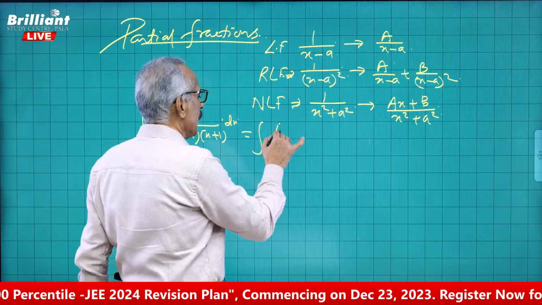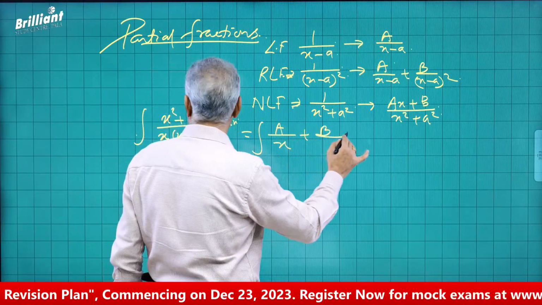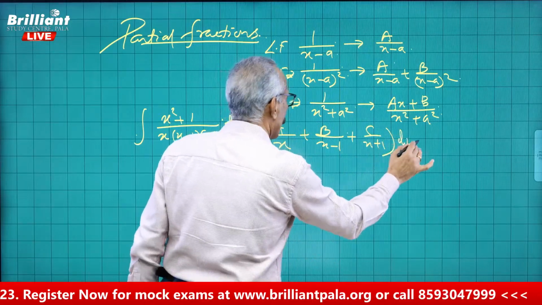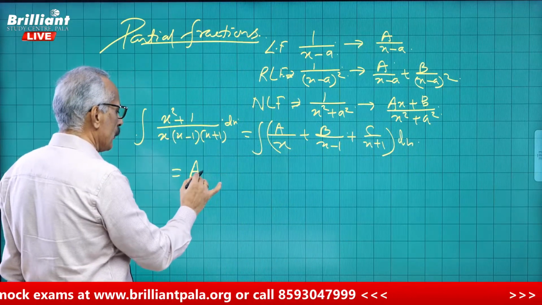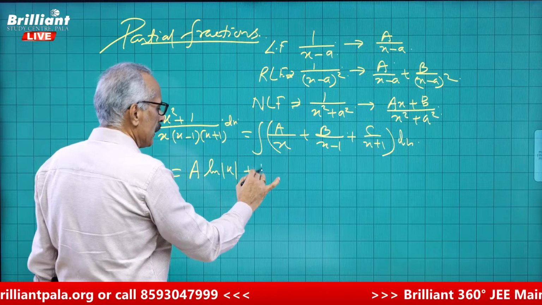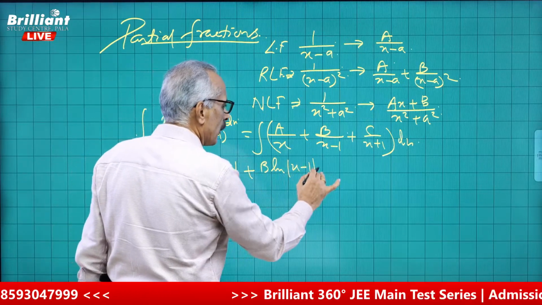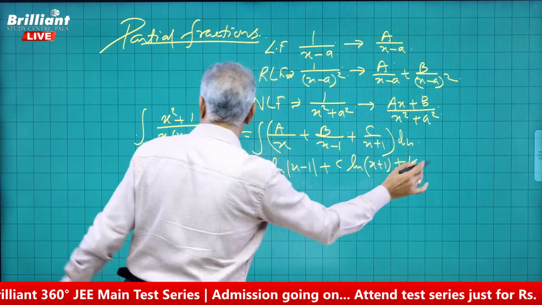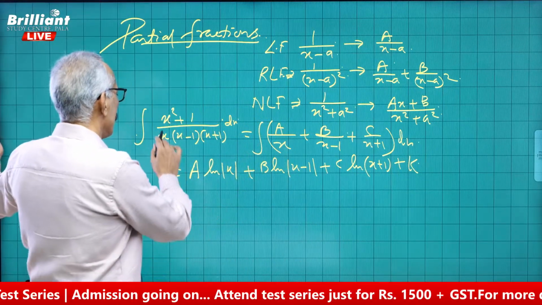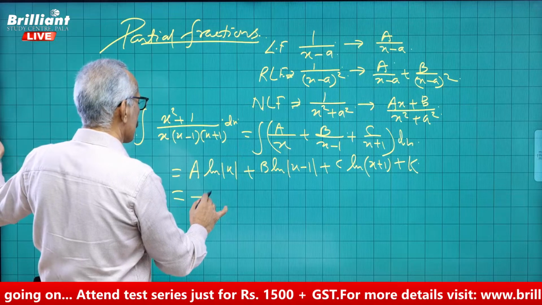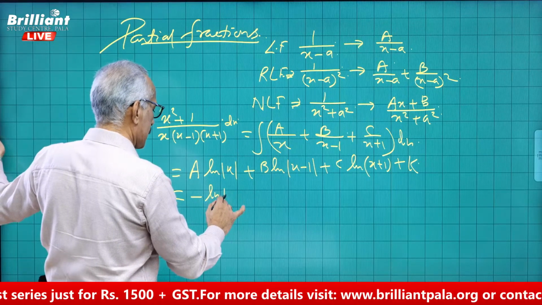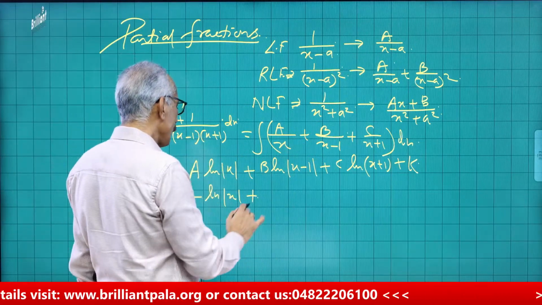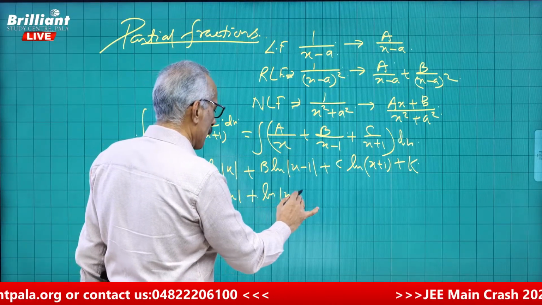So this is to be written as a divided by x plus b divided by x minus 1 plus c divided by x plus 1 dx. So the answer is a into logarithm of x plus b into logarithm of x minus 1 plus c into logarithm of x plus 1 plus k. Your a will be minus 1, so it becomes minus logarithm of x. Your b will be 1, logarithm of x minus 1.